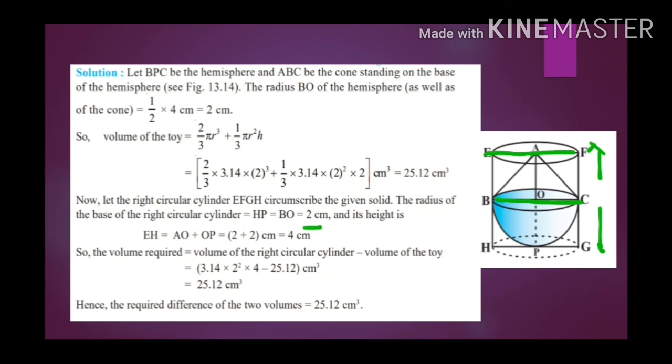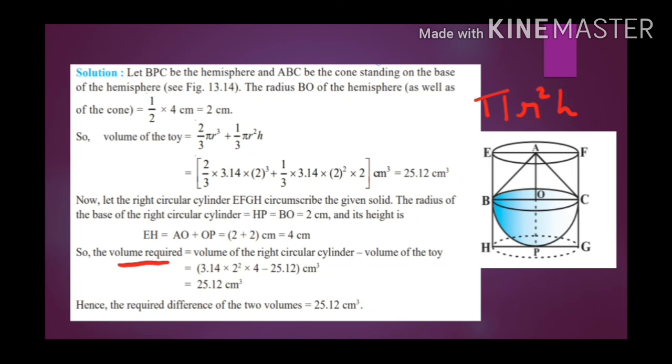You know that from here to here it is 2 cm because it is already given in the question, that is the height of the cone is 2 cm. And from here to here, this is the radius of the hemisphere, and the radius of the hemisphere is also 2 cm. So I am getting from here to here the whole amount is 4 cm. So the height of the cylinder will be 4 cm. Now you got the value of r and h. So the volume of required cylinder will be pi r square h.